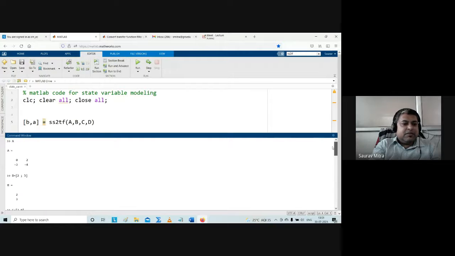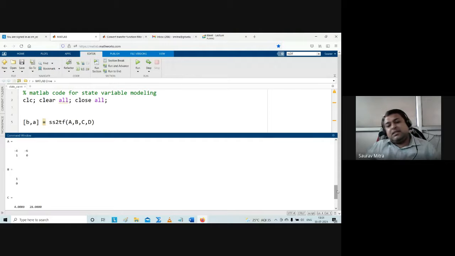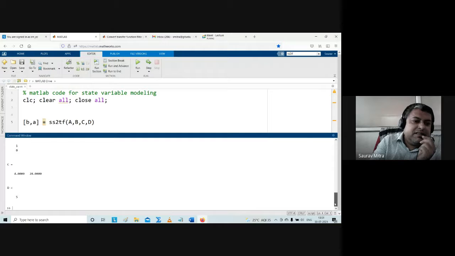Previously you had found the ABC matrices as something else, and the D matrix was 5. In this case also the D matrix is 5, but the ABC matrices have changed. So this kind of thing can happen. It is because of similarity transform. And one very good thing is that you find the D matrix is the same for both cases. In this case, B has become 1, 0, and C has become 4 and 28. That means the output parameters have changed.